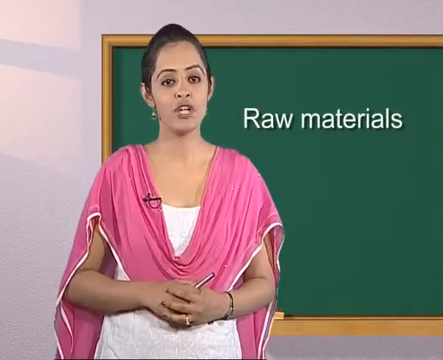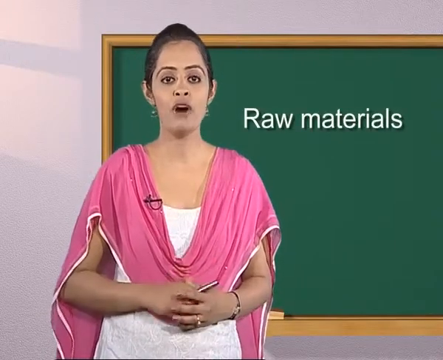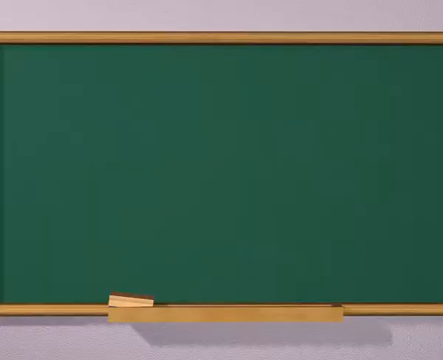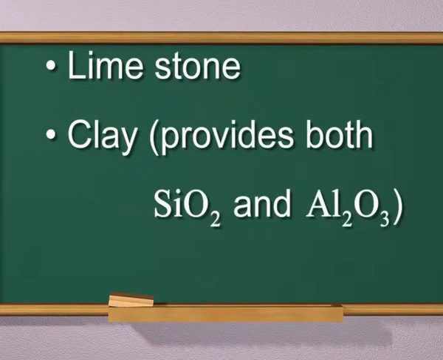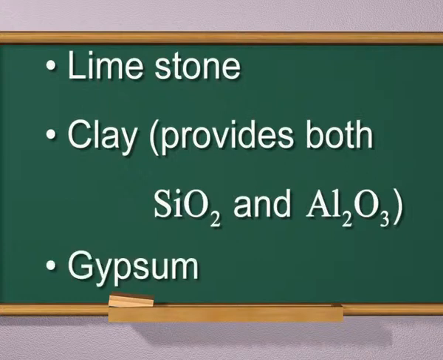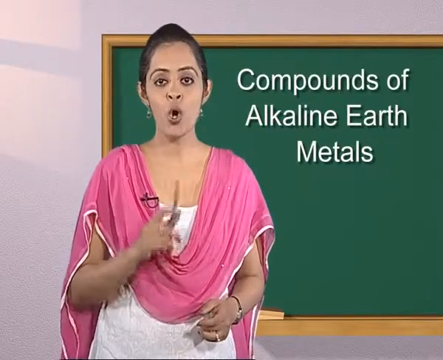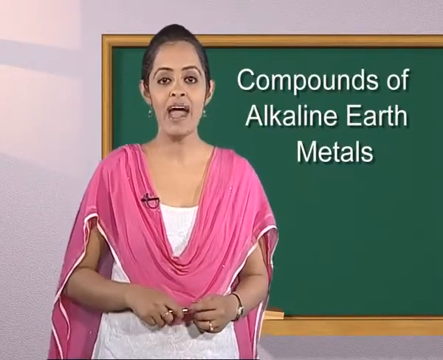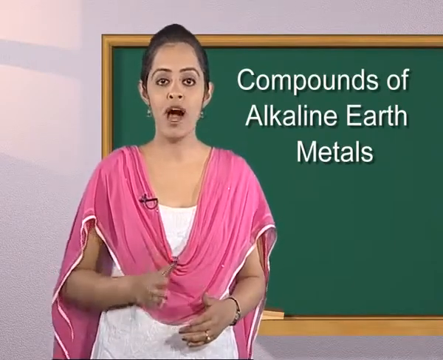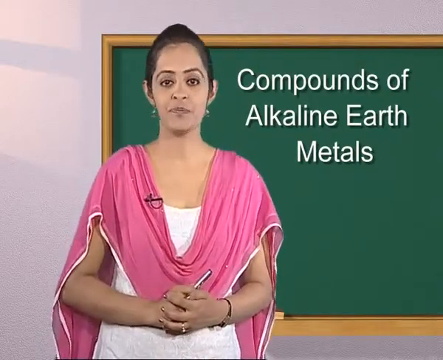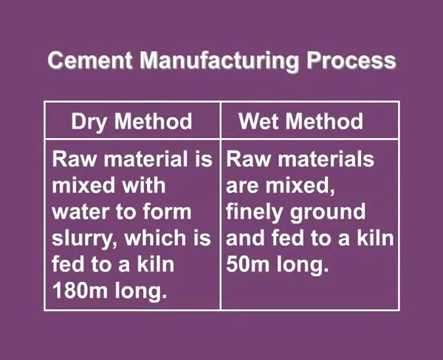Let us now discuss about raw materials required for the manufacture of cement. They are limestone, clay, which provides both SiO2 and Al2O3, and gypsum. Besides these, small quantities of magnesia and ferric oxide are also needed to impart suitable color to the cement. Cement manufacturing process.